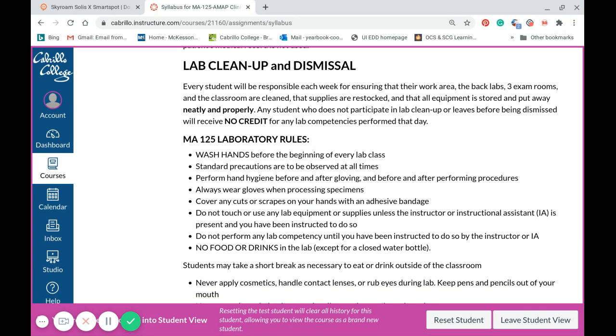So, lab cleanup and dismissal. Each student is responsible for ensuring that their work area, the lab, the 3 exam rooms in the lab, and the classroom are clean before you leave, and that all equipment that you used is put away. Okay, if you don't do this, if you leave your area messy and not put away the equipment correctly, then you may not receive credit for the lab competencies performed that day.